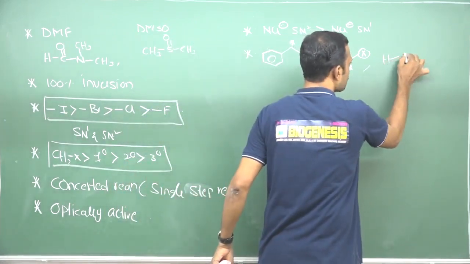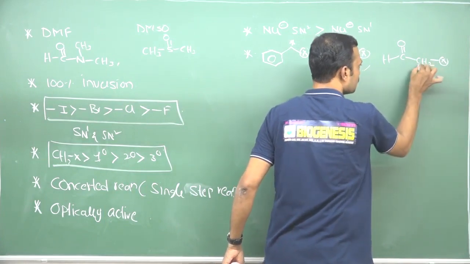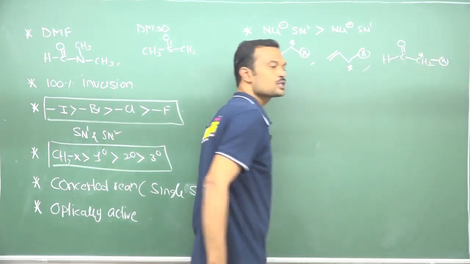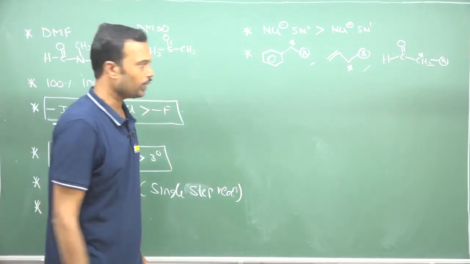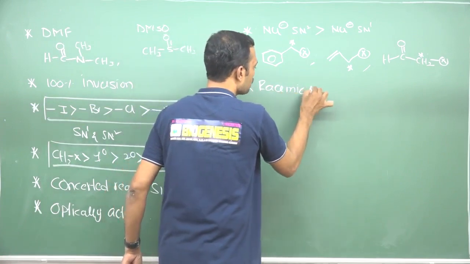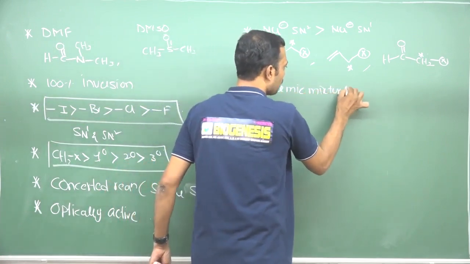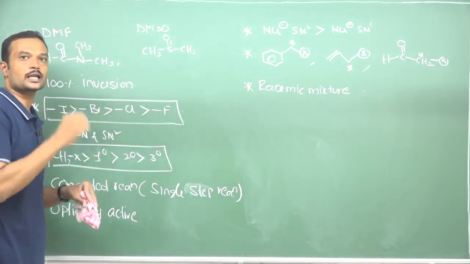Alpha to carbonyl means this is C double bond O and this carbon is consisting of the leaving group. This carbon is also involved in SN2 reaction. The only thing is replacement with any nucleophile. Okay, this reaction is also responsible to give a racemic mixture. But we require the same kind of leaving group as well as attacking group.